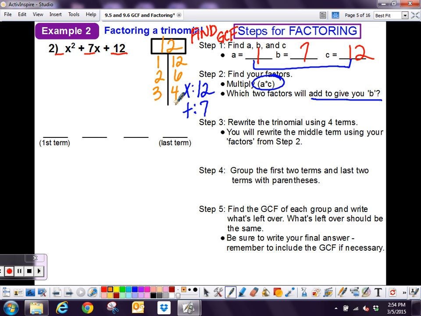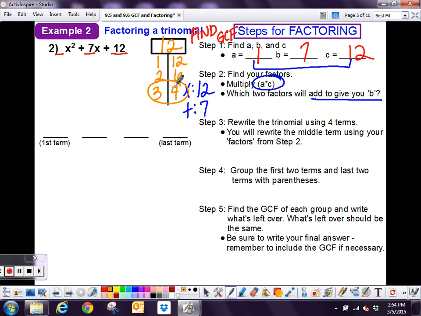And again, you may not have to do this every time, but if you get stuck trying to find the factors, then you need to start making a table. Okay, so remember, we needed these to add to be 7. Well, there they are, 3 and 4. Now here's where you have to hang with me right here.